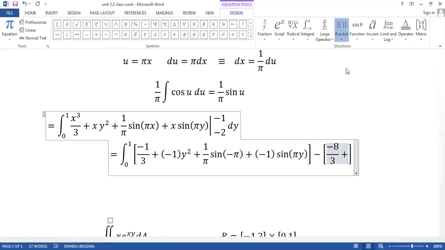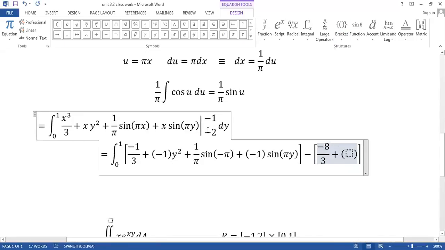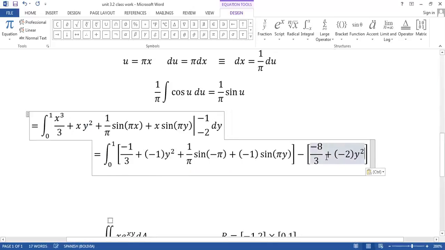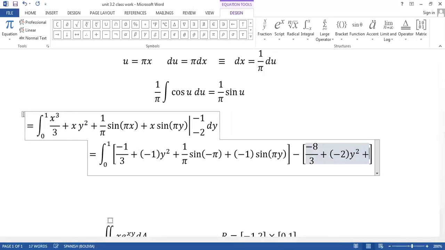Wait, sir. I am evaluating this, so oh, 2. Oh, okay, you're plugging in 2. I'm just getting what you're doing, right? So this is going to be -2 times y squared, right? -2 y squared. No, sir, don't copy. I'm saying that the full thing, don't copy. Okay, all right, plus.